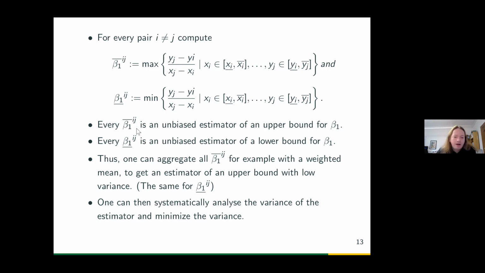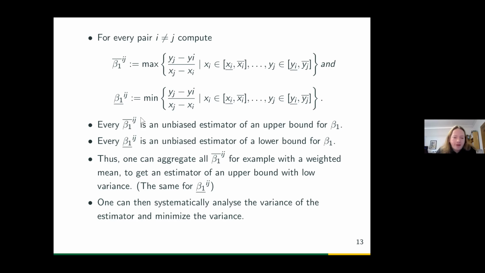So first I want to say, okay, every such estimator based on 2 data points is an unbiased estimator of not the true parameter, but an unbiased estimator of some upper bound of beta 1, and the same for beta 1 lower. And then I can aggregate this to get a further unbiased estimator of some upper bound for beta 1. And because I take more than 2 data points, or 2 pairs of data points, I can hope that the variance of this estimator is smaller compared to if I would take only 2 data points.